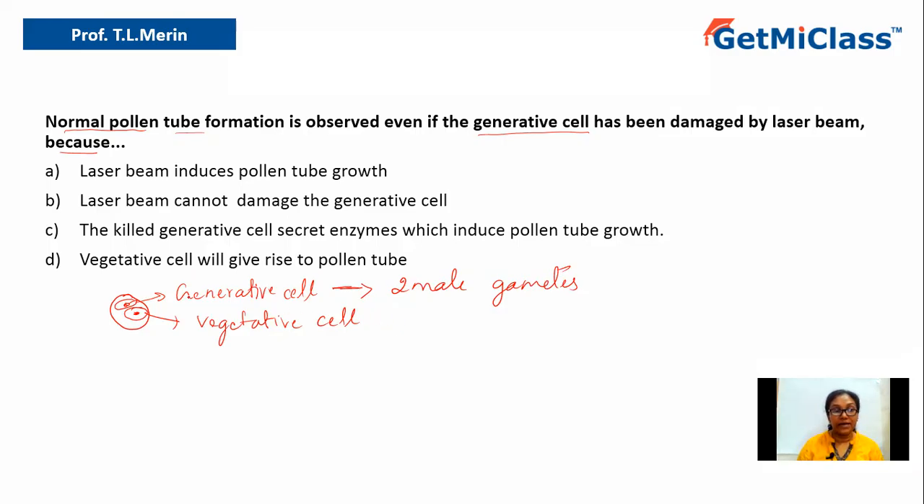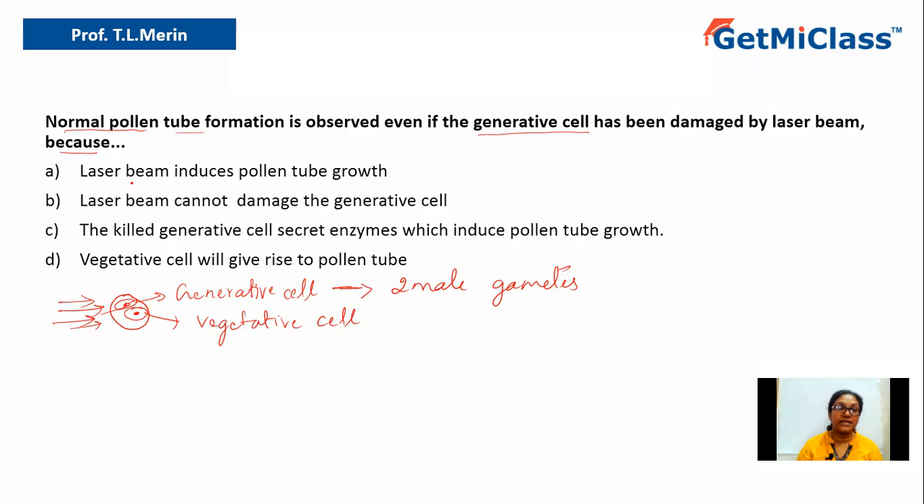Now they are telling that when it is subjected to a laser beam, this laser beam hits the generative cell and kills it. In that case, how come there is formation of the pollen tube? We know that the pollen tube is produced when the pollen grain germinates on the stigma, but here, even though the generative cell has been damaged by the laser beam, how is it still capable of producing a pollen tube? That is the question.